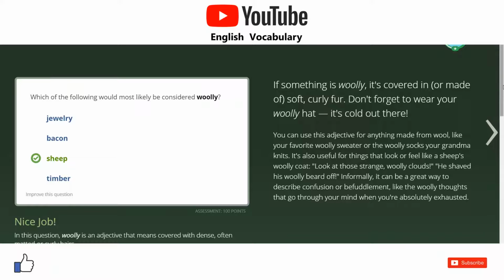You can use this adjective for anything made from wool, like your favorite woolly sweater or the woolly socks your grandma knits. It's also useful for things that look or feel like a sheep's woolly coat. Look at those strange, woolly clouds. He shaved his woolly beard off. Informally, it can be a great way to describe confusion or befuddlement, like the woolly thoughts that go through your mind when you are absolutely exhausted.